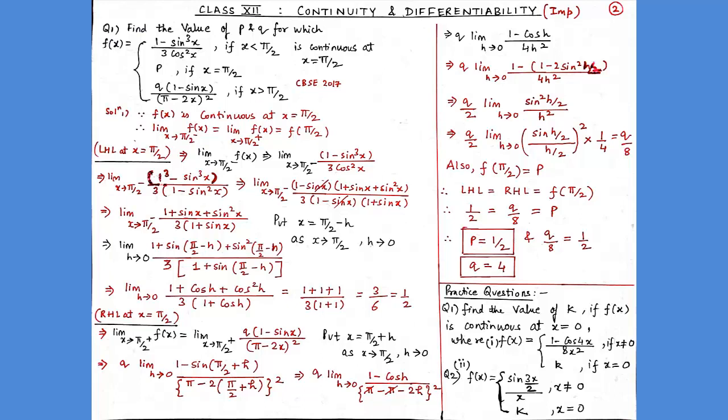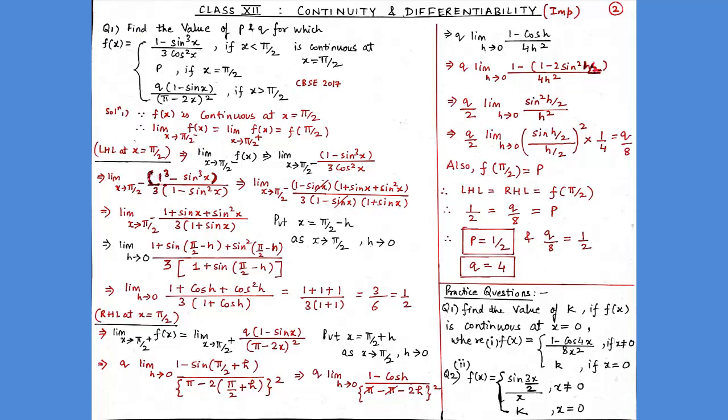So from here, a square minus b square is (a plus b) into (a minus b). Therefore, in the denominator, I can write 1 minus sin square x as (1 minus sin x) into (1 plus sin x). So from here, 1 minus sin x will get cancelled out, and we get limit x tends to pi by 2 minus (1 plus sin x plus sin square x) upon 3 times (1 plus sin x). So from here, we will put x equals pi by 2 minus h. So from here students, as x tends to pi by 2, h tends to 0.